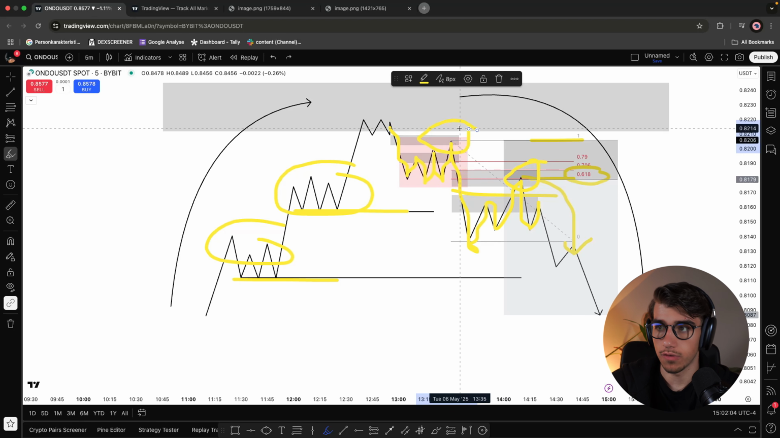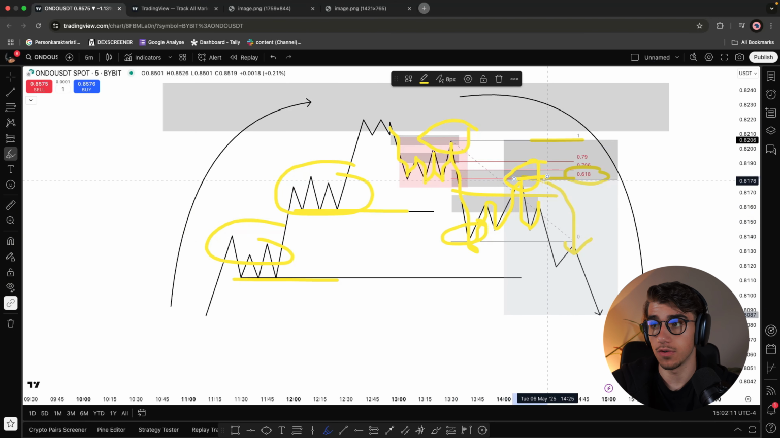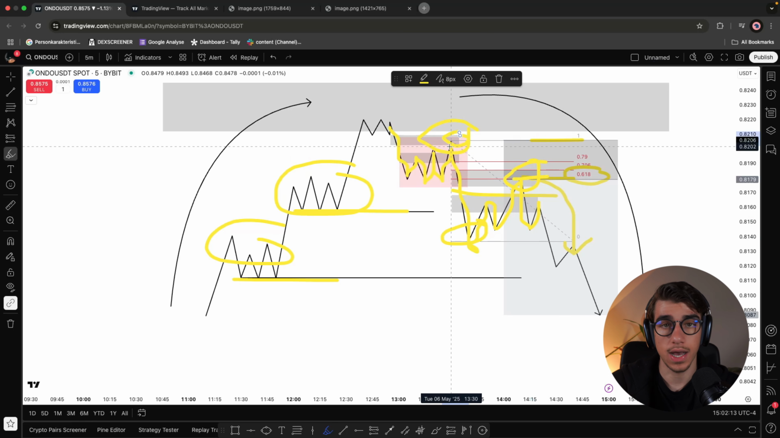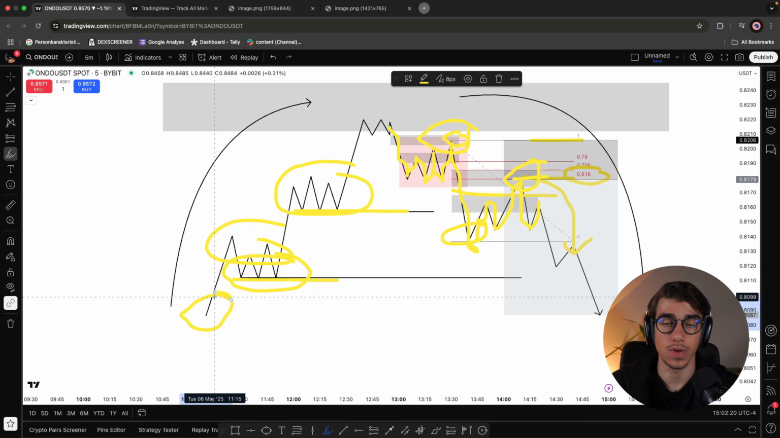entry. Now again, we draw it from the high of the first stage distribution and down to the low of the second stage distribution. We then take our entry off of the first zone. Our stop always goes to the high of the first stage distribution, and then our take profit can either be taken at internal range liquidity or external range liquidity.